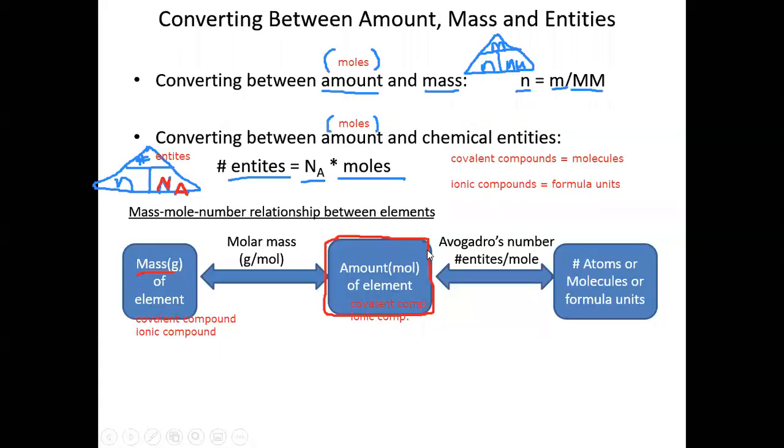So once you convert it from mass to moles, you use Avogadro's number to convert it to entities. Typically the entities are atoms or molecules or formula units. So if you're dealing with elements, it's atoms. If you're dealing with covalent compounds, it's molecules. If you're dealing with ionic compounds, it's called formula units. So this is a process we're going to go back and forth to convert between mass and entities, and entities and mass.